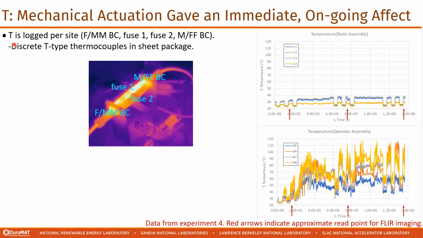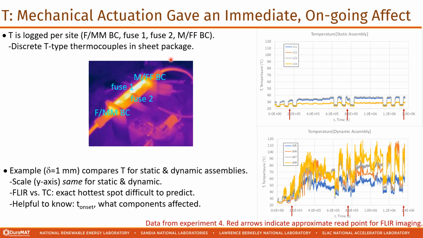So the temperature was also logged per specimen, although it's logged in 4 different locations using discrete T-type thermocouples. This is in a sheet package. So we compare again the static and dynamic sample assemblies. This time the y-axis is the same scale. And you can see that these are achieving very different temperatures.